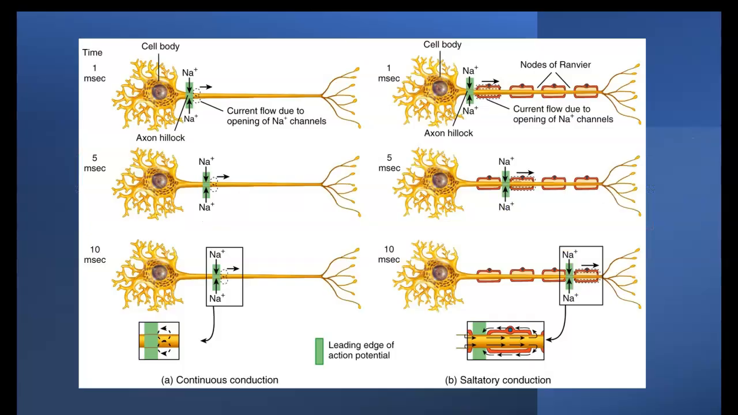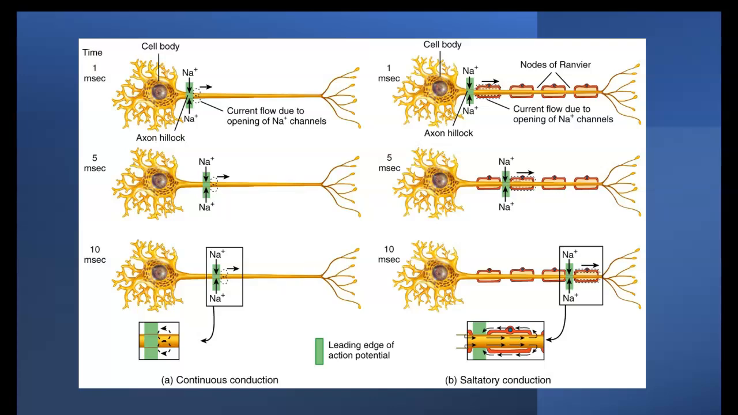And so you can see how fast it's going to travel. At 1 millisecond, we see how at the axon hillock, it's taking off. The current flow, due to the opening of sodium channels, is going to make its way down that axon. By 5 milliseconds, you see how it has traveled. And by 10 milliseconds, you can see how it's gotten about maybe a fourth of the way down.